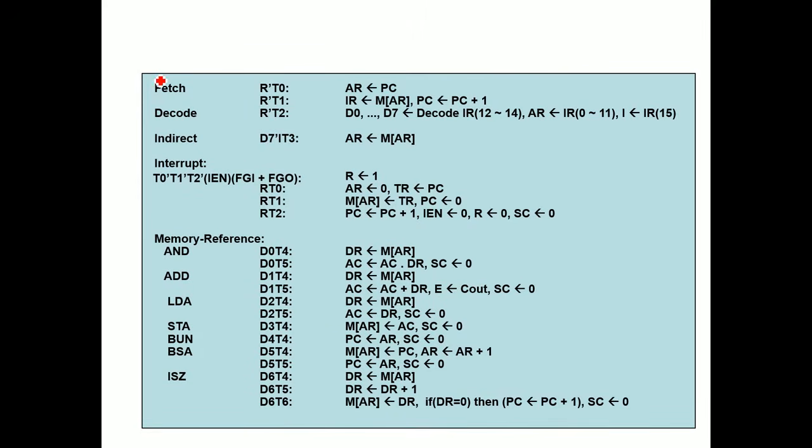Now let's see the instructions here. Till now we have seen all these instructions: the instruction cycle, interrupt cycle, timing and control, memory reference instructions, register reference instructions and IO instructions. Already we have seen all of these. If I explain them one more time, it will take a large amount of time, so I'm not going to explain all of these. If you want, just refer to my previous videos. This is for the fetch phase, this is for the decode phase, and this is for determining the indirect address phase. And this is for the interrupt phase, and all these are memory reference instructions.